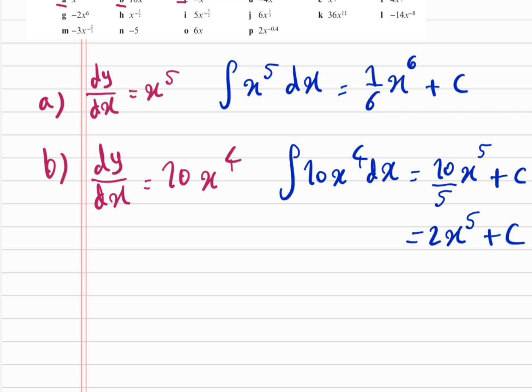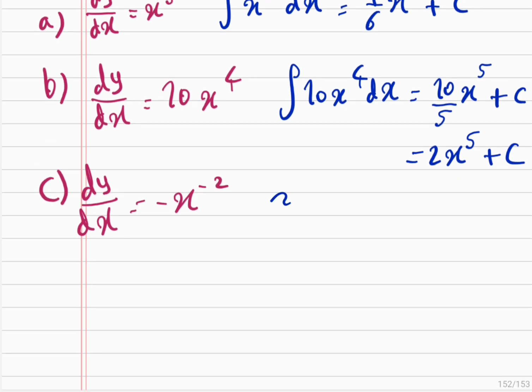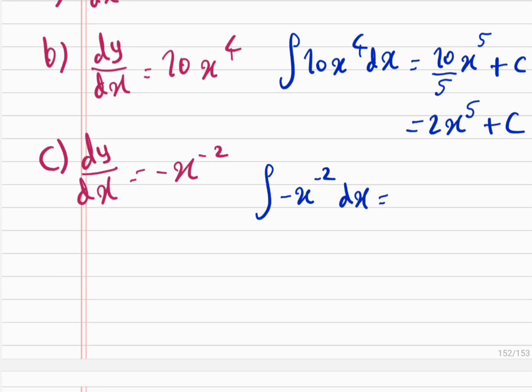Okay, and let's do one more. Part C, we have minus x to the power minus 2. The power is negative, but it doesn't change anything because we just integrate as usual. So the integral of minus x to the power minus 2 with respect to x. We can write minus x and then the power plus 1. So minus 2 plus 1 is minus 1. And then divide by the new power, which is minus 1. So you divide by minus 1.